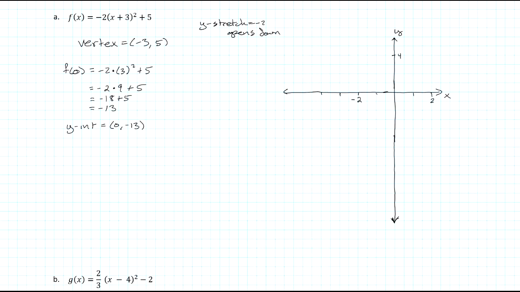And -4. Cool. So -3, 5 is going to be up here in the second quadrant. And the y-intercept is down at 0, -13. So let's see, there's -4, -8, -12, and right there, let's give myself a little bit more room down here. Here we've got the point 0, -13 on the y-axis.